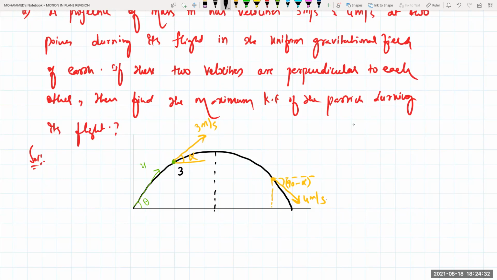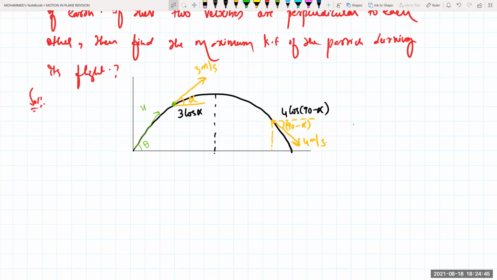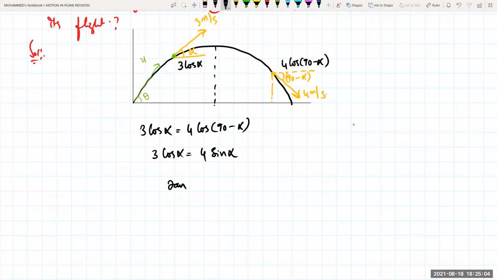So this will become 3 into cos alpha, and this will become 4 into cos of 90 minus alpha. Because the angle between these two must be perpendicular to each other. So at that time I can write here 3 into cos alpha must be equal to 4 into cos 90 minus alpha. That means 3 into cos alpha is equal to 4 into, cos 90 minus alpha is how much? Sine of alpha. I'll be getting tan alpha from this one. Sine by cos is nothing but tan. Tan alpha is equal to 3 by 4.